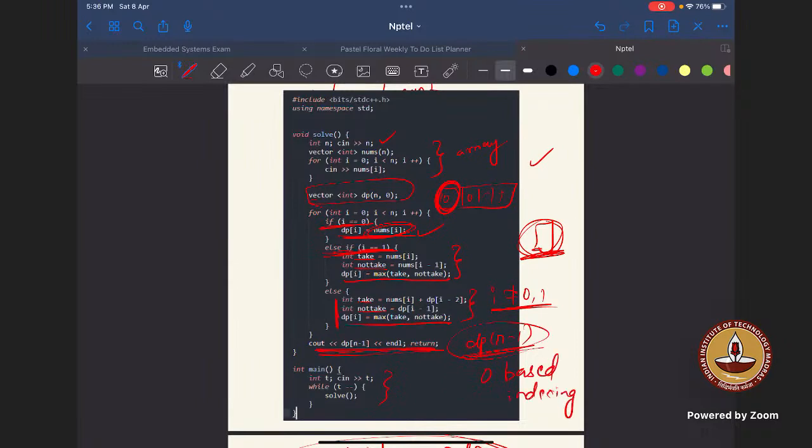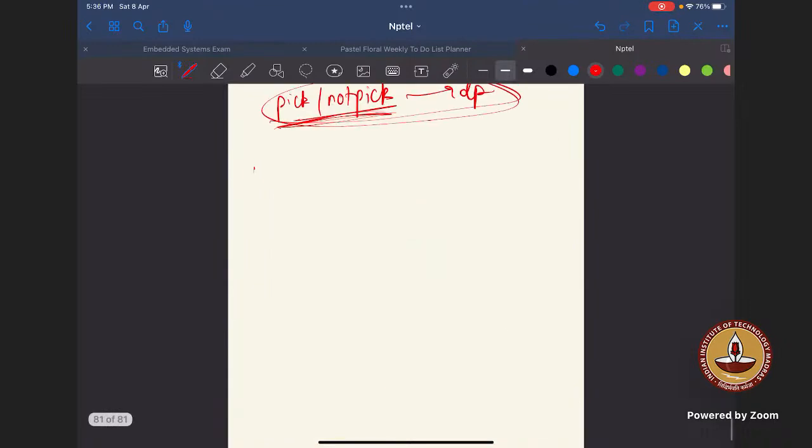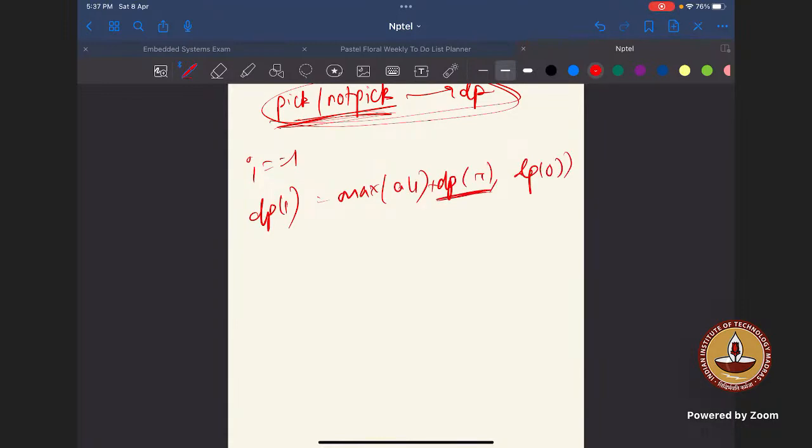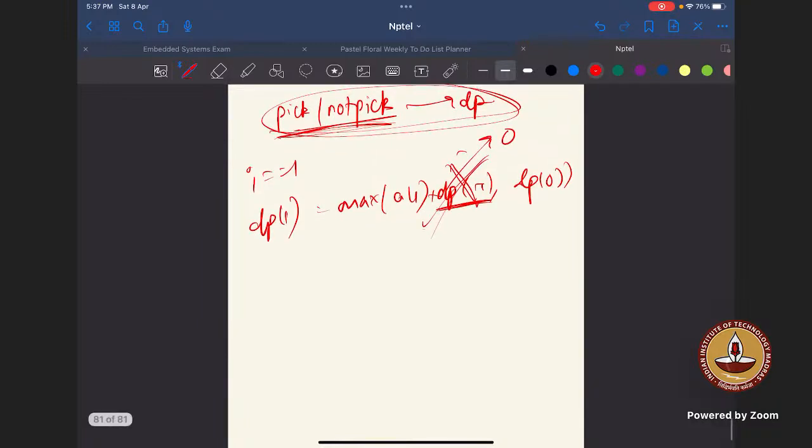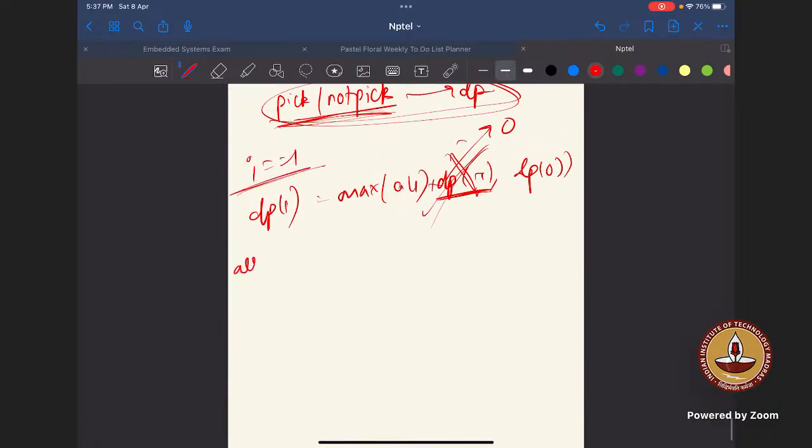You guys must be confused about why i equal to 1 and the rest of the i cases have been treated separately. This is because for i equal to 1, DP of 1 will be maximum of A of 1 plus DP of minus 1, comma DP of 0. Minus 1 index is obviously not valid. That is why we are discarding this and treating it as 0. And that is why we have considered i equal to 1 and all other i's separately.